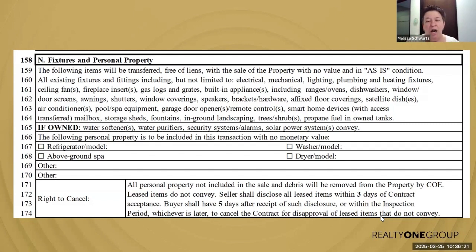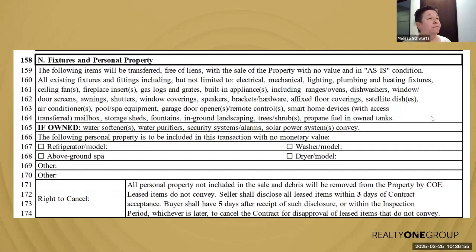All right, so, oh, look, love this phrase, right? All personal property not included in the sale and debris. What a novel word in there. Debris will be removed from the property by close of escrow, right? Leased items do not convey. Seller shall disclose all leased items within 3 days of contract acceptance. Buyer shall have 5 days after receipt of such disclosure or within the inspection period, whichever is later, to cancel the contract for disapproval of leased items that do not convey.